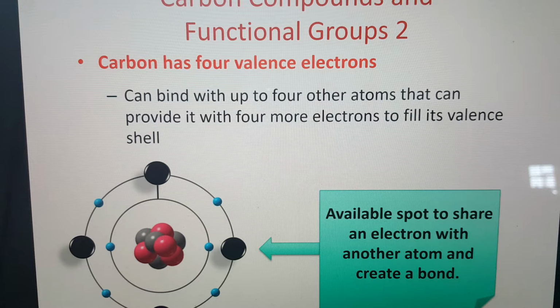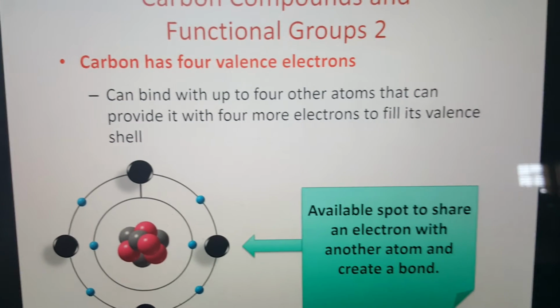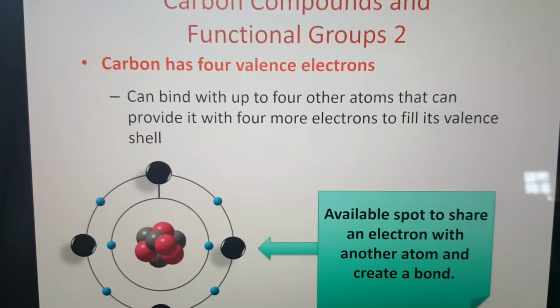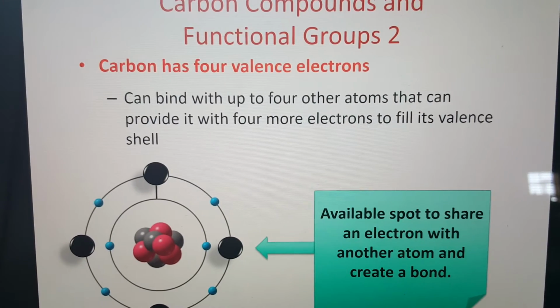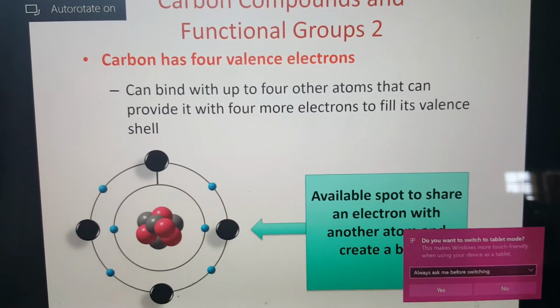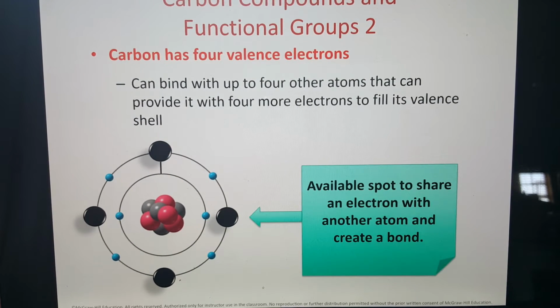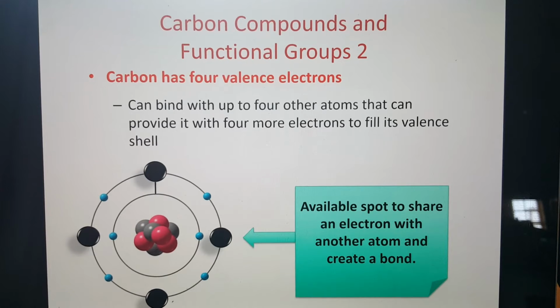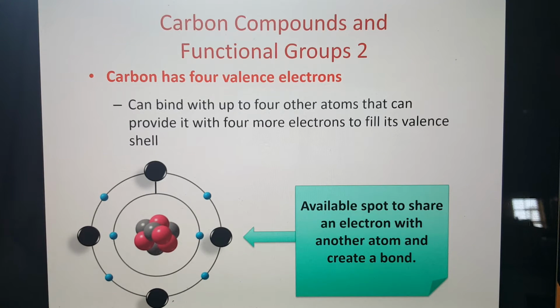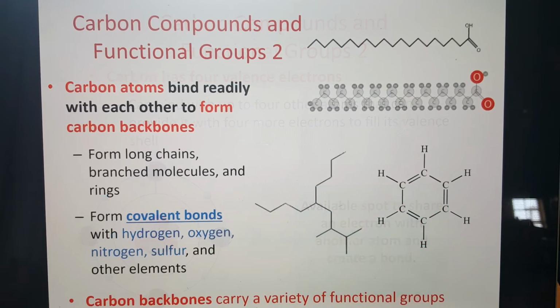So for our organic molecules to work, we have our carbon atom base, which has 4 valence electrons. In that last outer shell of the carbon atom, it only has 4 electrons. It likes to have all 8, just like other atoms. So we have 4 empty spots to create a bond. This is how carbon makes bonds.